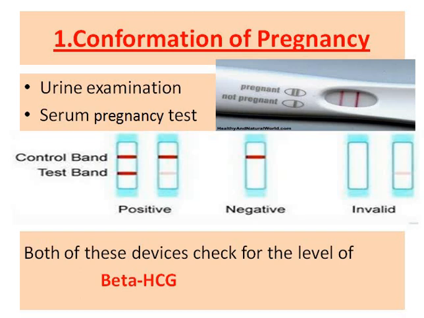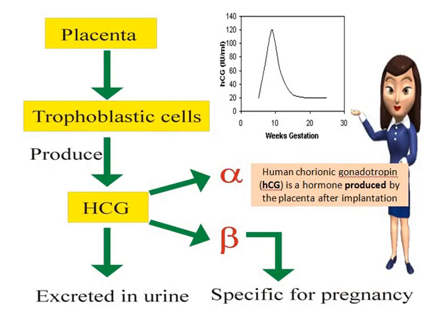Now, how does it convert into 2 bands or 1 band? This is due to the presence of human chorionic gonadotropin that is secreted both in urine and maternal serum. Now, this hormone is secreted by the placental tissue known as the trophoblastic tissue.